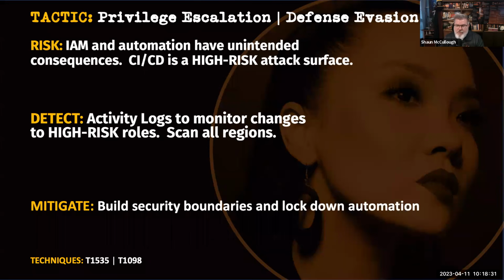We want to be able to monitor it. We want to know exactly when things get deployed to that CICD service and who's doing it, and be able to track it back. How would I detect this? Activity logs are going to show changes to the environment. We want to look for changes in high risk roles. If I have administrative roles, I have CICD services, I have API roles maybe that are out there, I may want to monitor those and determine if they are changed.